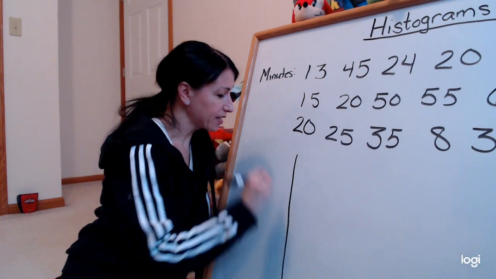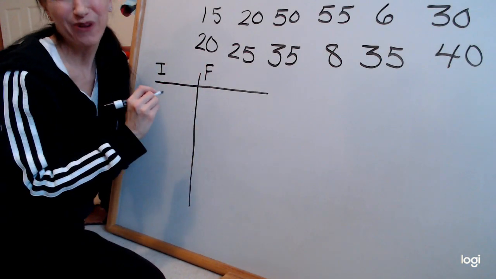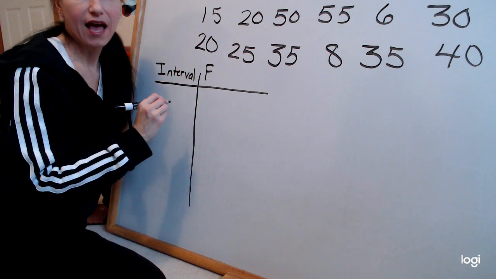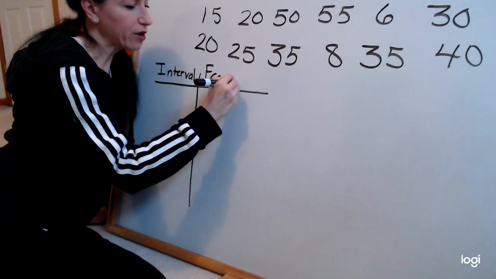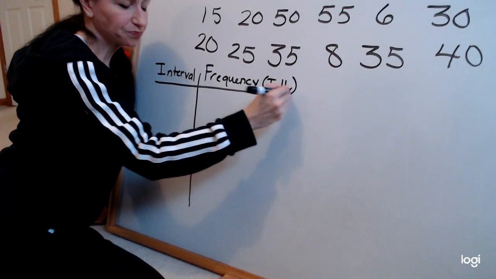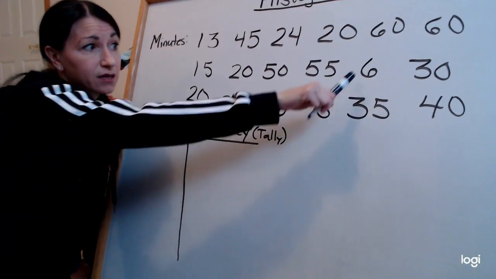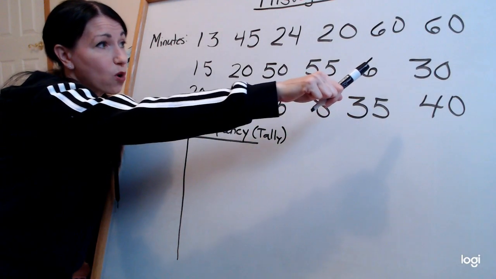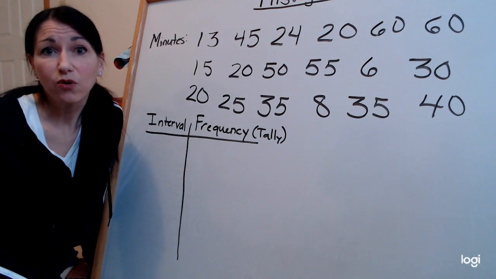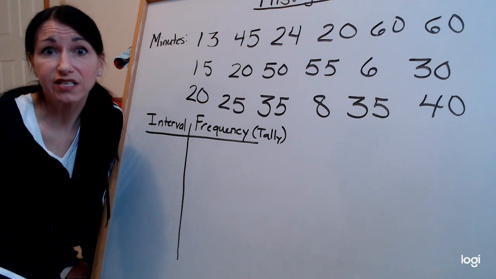Anybody remember what the I stands for? That's right, interval. And the F stands for frequency. So again, that's where we make our tally marks. Now, the smallest number that we had was 6, and the largest was 60. So again, I think our interval should go by tens because that'll give us 6 bars.